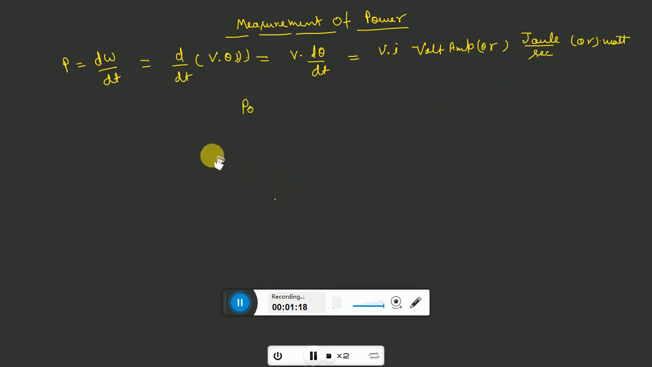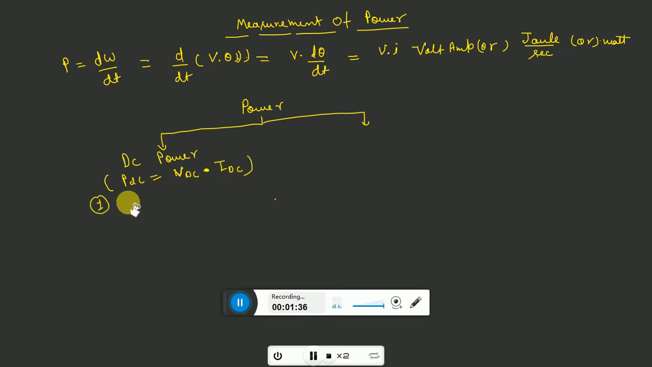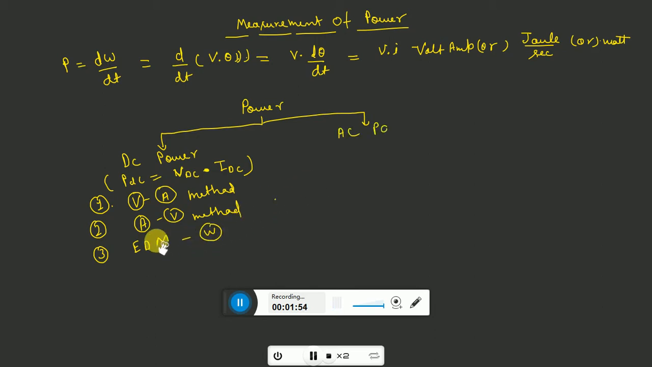Next, power is categorized in two parts. First one is the DC power. DC power is written as P_DC equal to V_DC multiplied by I_DC. This DC power is measured by the VA method, the volt ampere method, and the next method is the ampere volt method. The third one is the wattmeter method. This is your wattmeter.